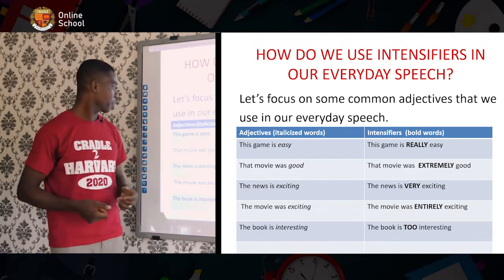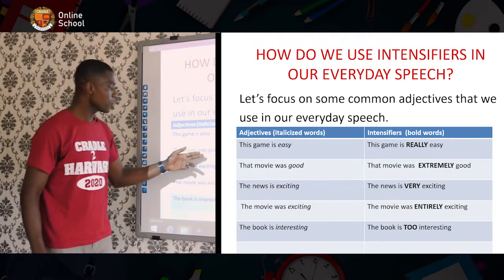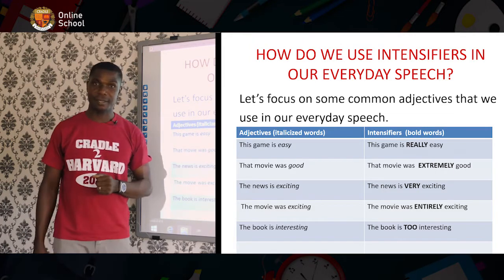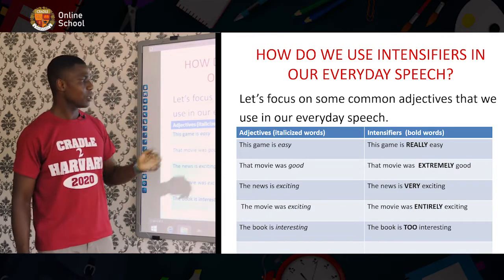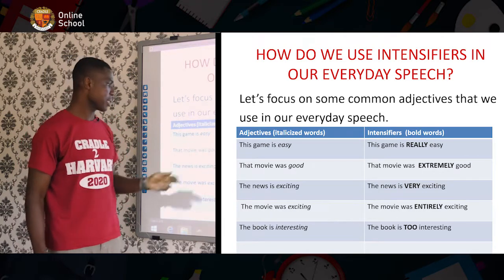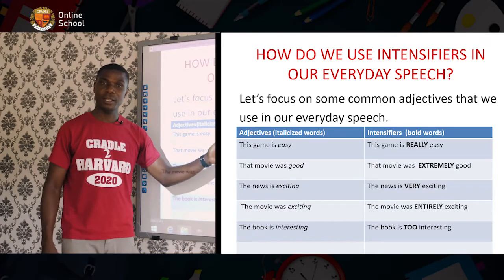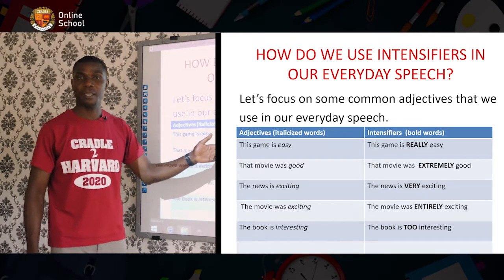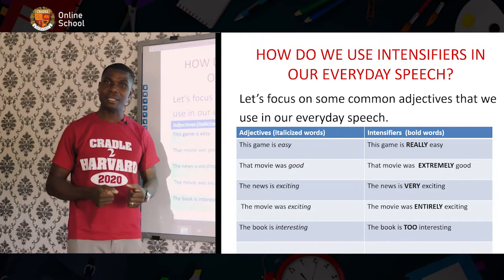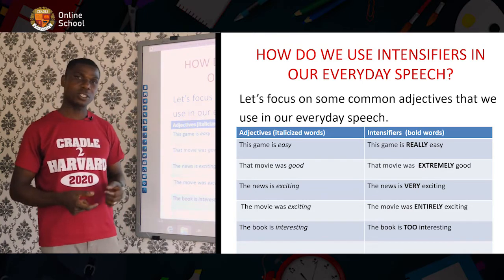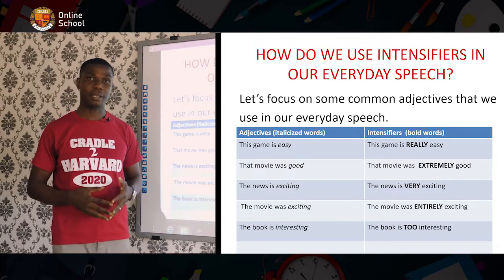Are we together? That movie was good. Good is the adjective that describes the movie. Okay? Look at the role of intensifier in this sentence. That movie was extremely good. The word extremely is a strong intensifier that strengthens that sentence, which describes the what? The movie being good. Are we together?